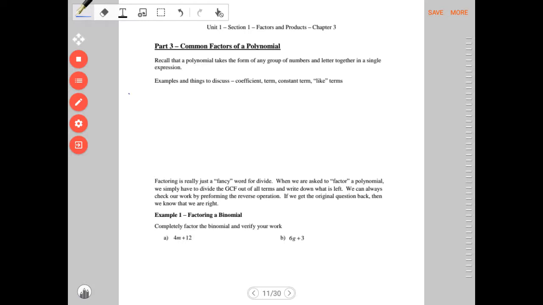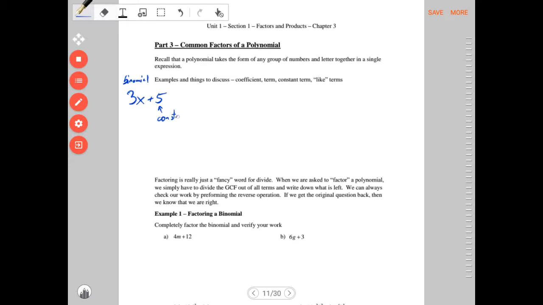If you have the polynomial 3x plus 5, this is called a binomial, because there are two terms. Binomial. This guy here is called the constant term, and he's called that because he's got no letters on him. Terms are separated by plus or minus signs, or equal signs, I guess.